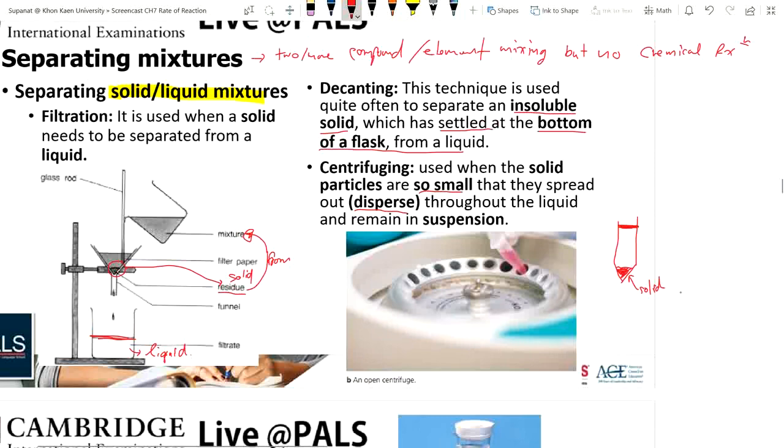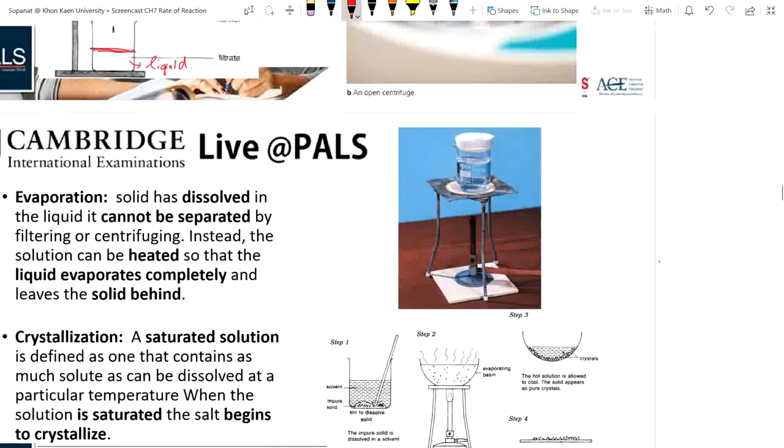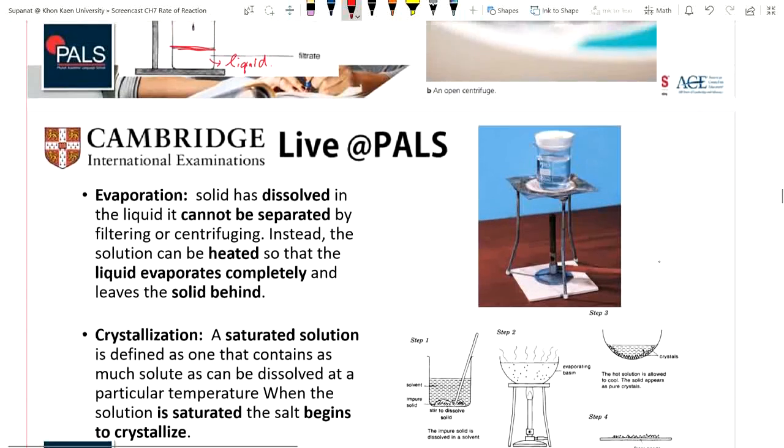Another method is evaporation. Okay, with evaporation, the solid has dissolved in the liquid. It cannot be separated by filtering or centrifuging. Instead, the solution can be heated so that the liquid will evaporate completely, and it leaves the solid behind.